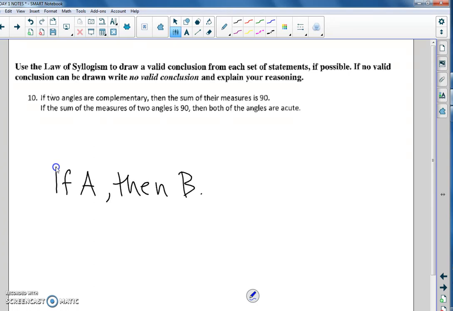you're going to have a statement. If A, then B. And they're going to give you A so you can conclude B. And it has to go in that order.